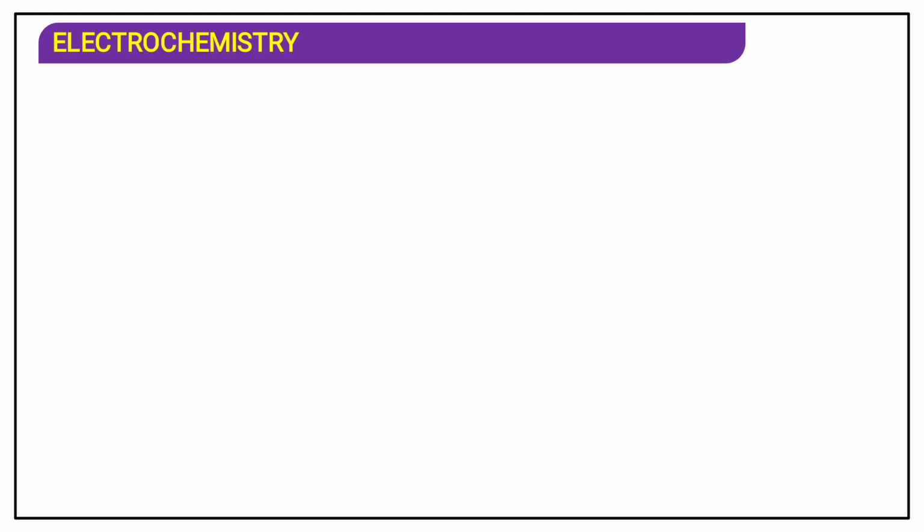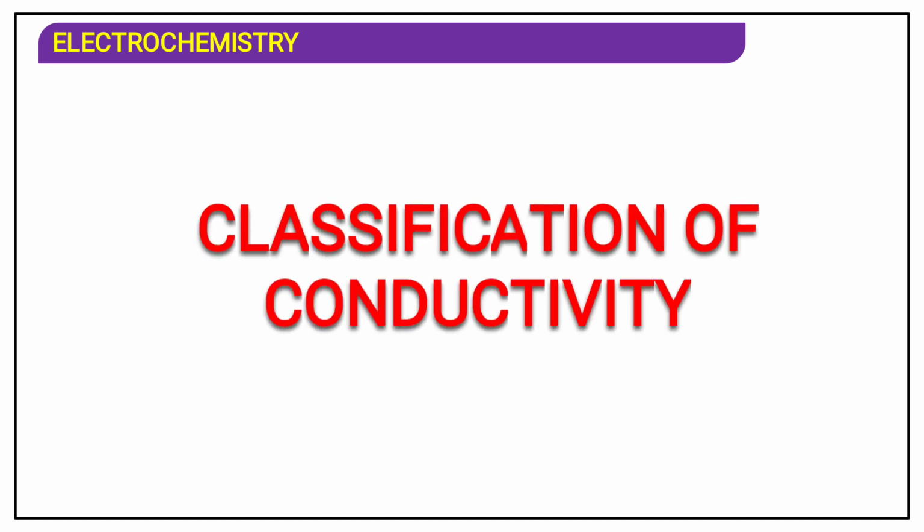So the first topic in this electrochemistry 2 is classification of conductivity. It means that there are so many substances that conduct electricity. In our surroundings, there are so many substances which conduct electricity. So how do these substances conduct electricity? Based on that, we divide conductivity into the following classification.